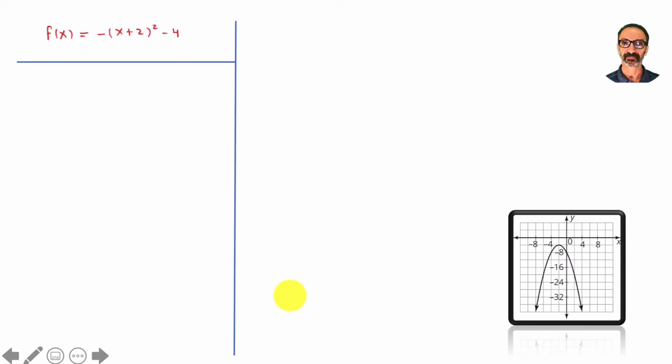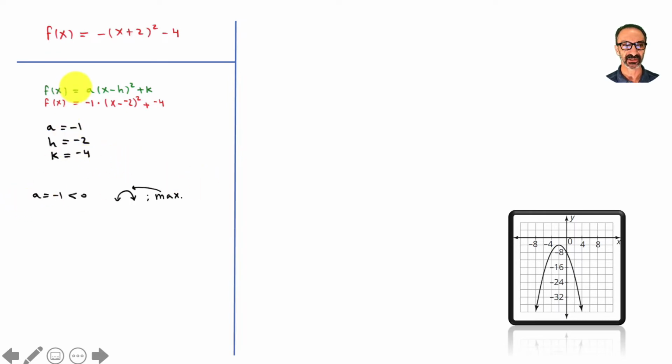Here's another one. This one opens down but doesn't cross the x-axis or touch the x-axis. This is a vertex form, so I'm going to compare it to the vertex form. Rewriting this as x minus -2 to make it +2, or comparing it, I could tell without making mistakes that h is -2 and k is -4, as it shows right here.